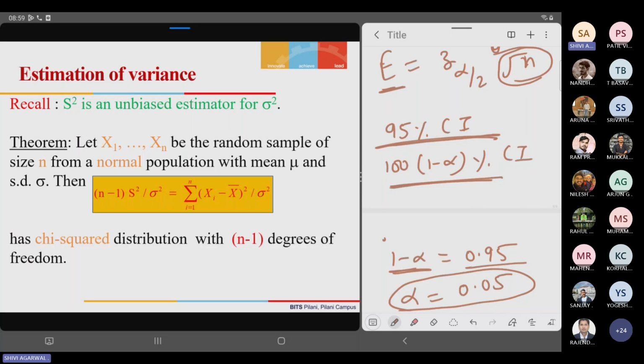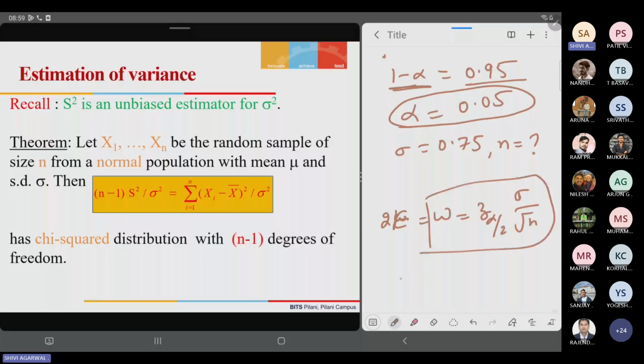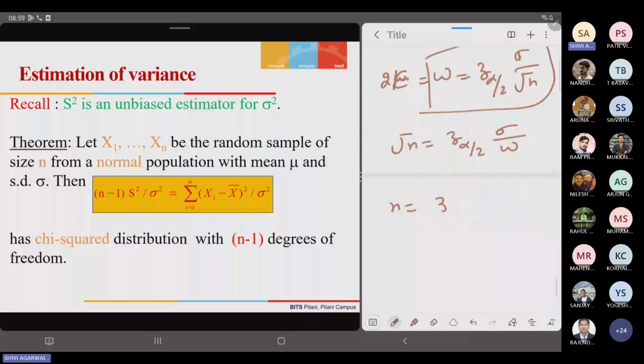In which formula? Root n formula is what? We have already done. Or you can say like instead of E, we are saying 2E, that is the W, is equal to Z alpha by 2 sigma upon root n. So from that, root n is equal to Z alpha by 2 sigma upon W. So from that, we can find out n is equal to Z alpha by 2 sigma upon W whole square. This is the formula to calculate the sample size.